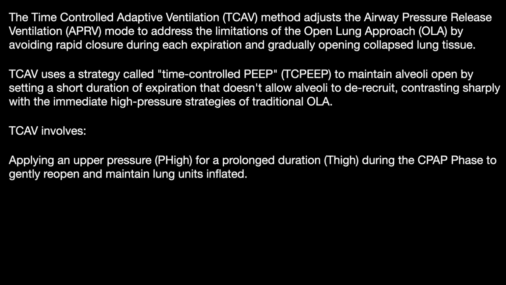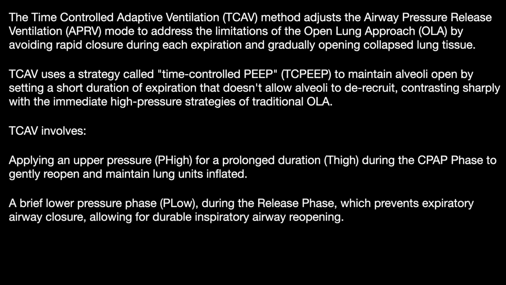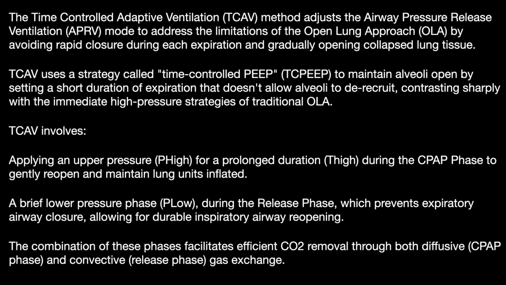Now, what does this involve? It involves applying an upper pressure, that is P high, which is standard for APRV setting, with a prolonged T high time, which allows the lung to stay open for a long period of time, and a very small lower pressure phase, which is called the release phase, where we actually let the expiration take place. The combination of these two phases facilitates efficient CO2 removal through both diffusive and convective gas exchange.